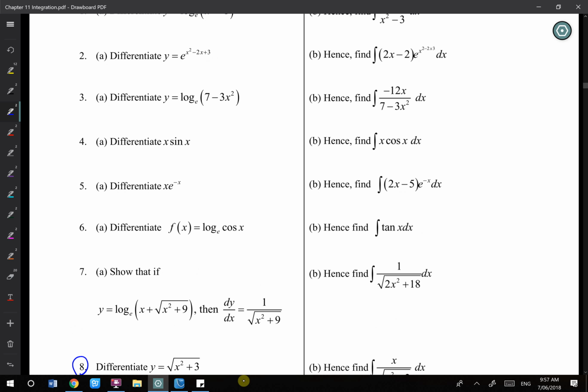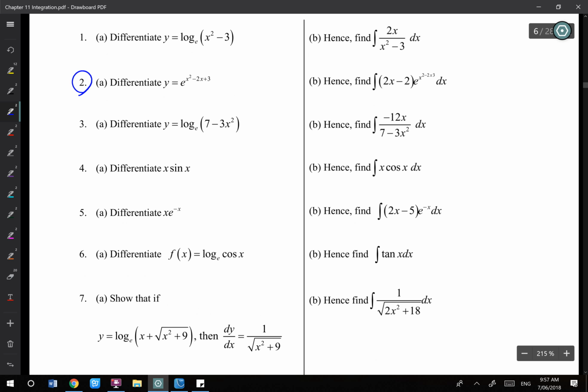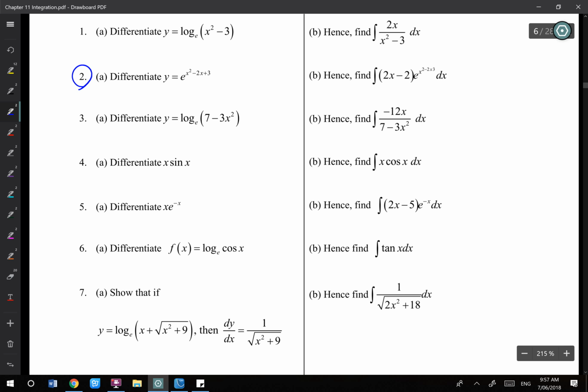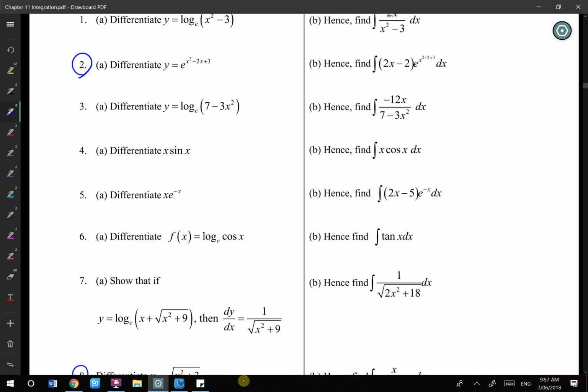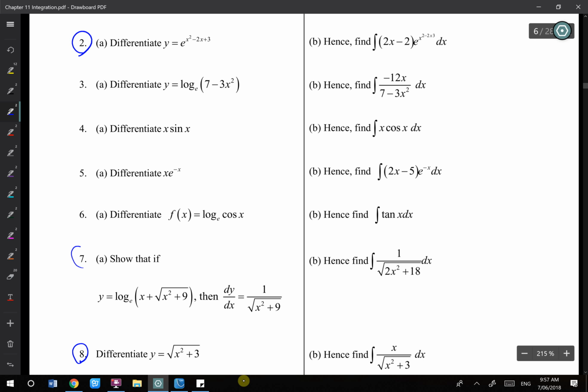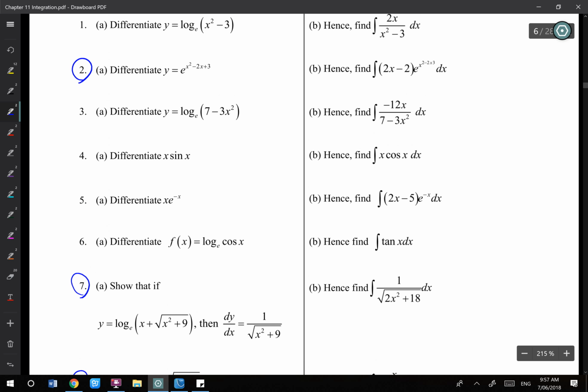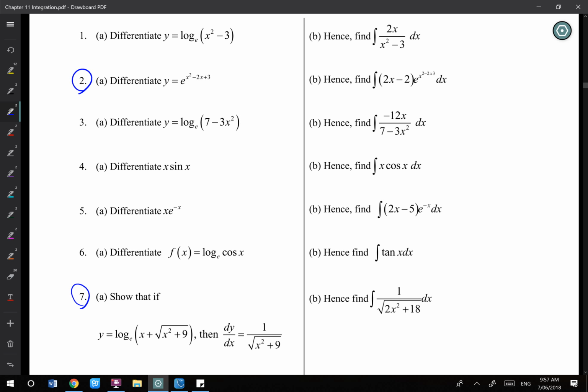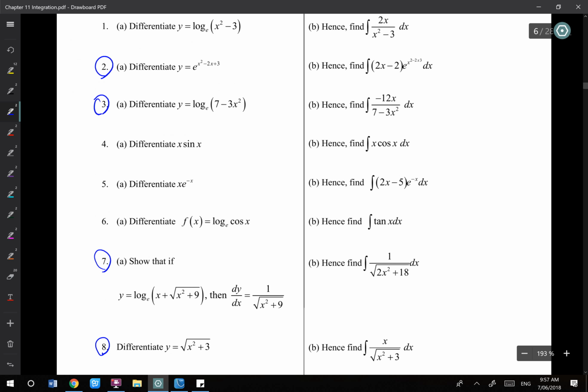Question 2, 3, 7, 8. I want you to do those 4 questions. Just get one piece of paper, just work on the paper, write every step clearly, and just hand that in to me after half an hour.